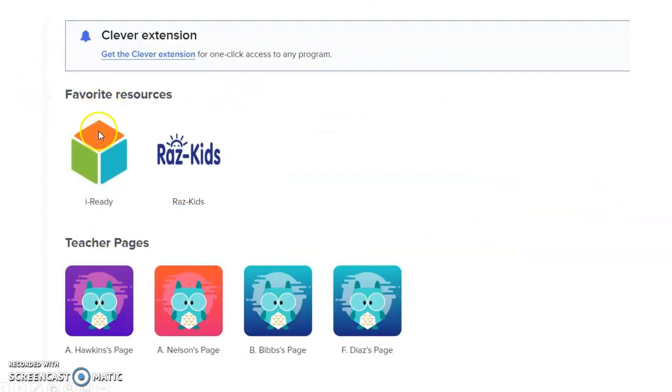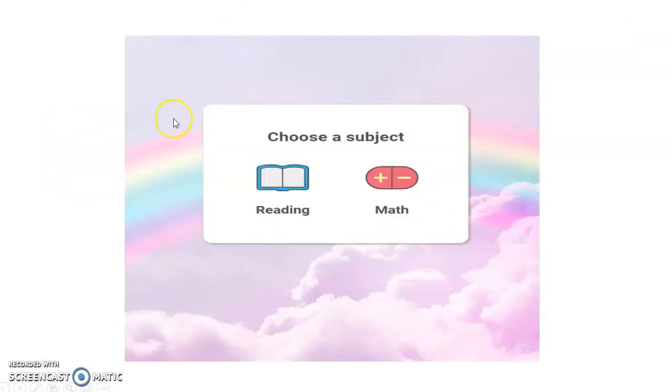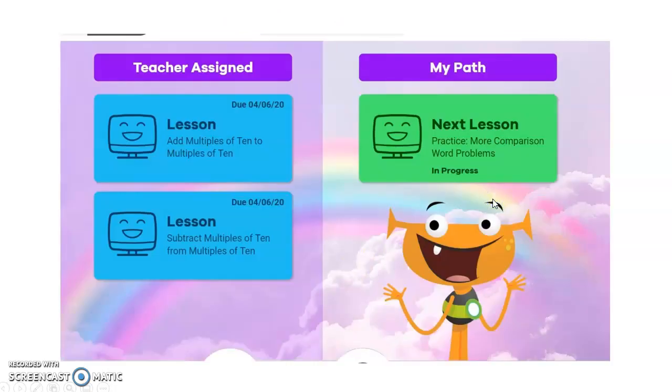You will scroll until you see the iReady logo. You will click iReady. Once you click iReady, they are going to math. On Monday through Wednesday, they will do the lessons that are under My Path, and this will be geared towards their actual levels in math. They will do this Monday through Wednesday. On Thursday and Friday, they should complete the lessons that are here given by myself.